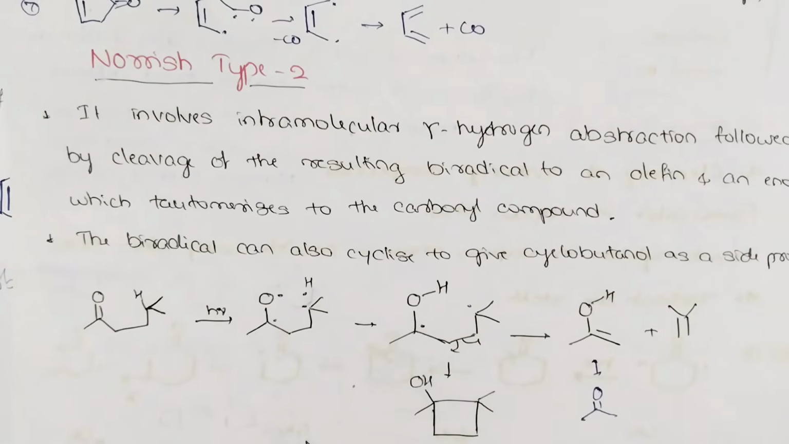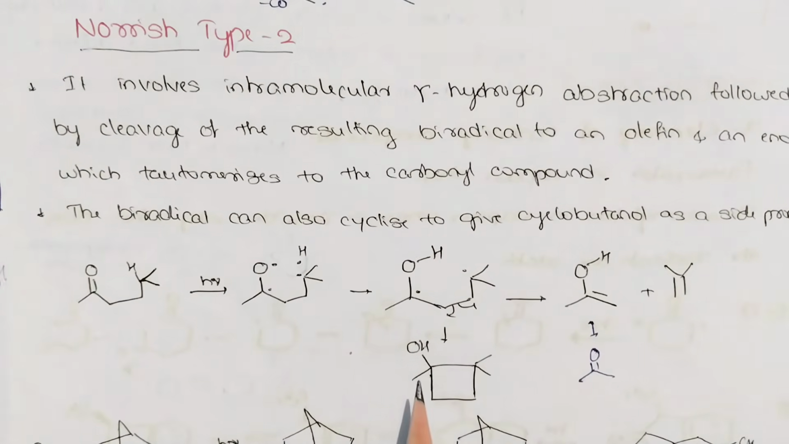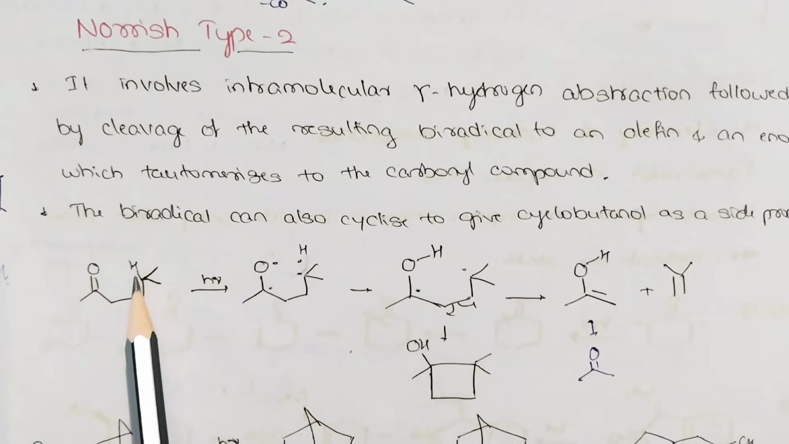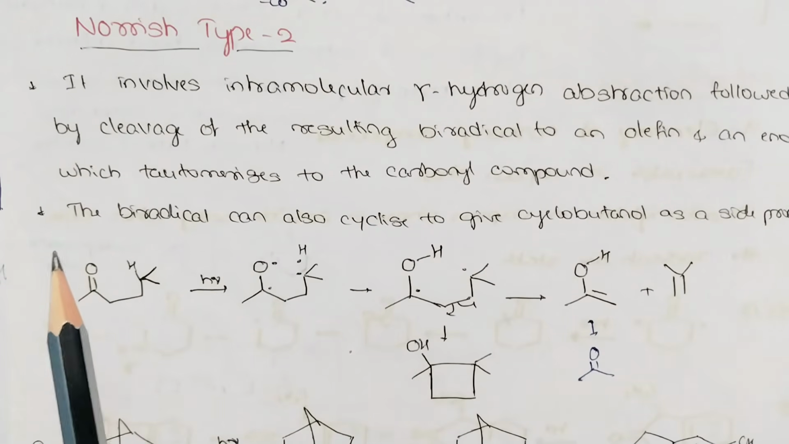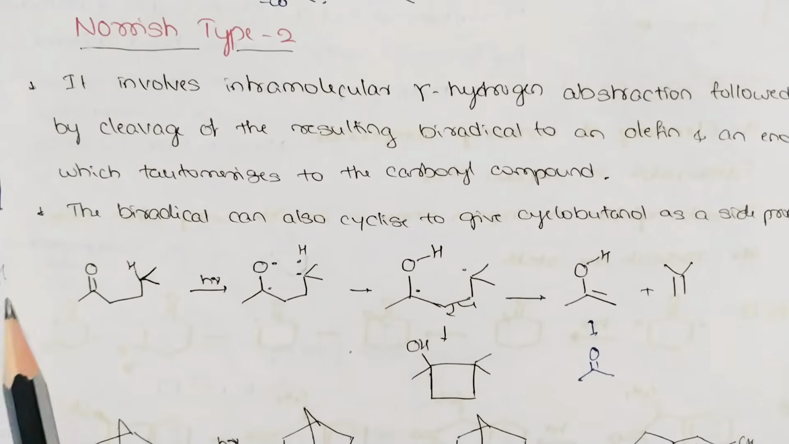Next important reaction is the Norrish type 2 reaction. It is a photochemical reaction. It involves intramolecular gamma hydrogen abstraction followed by the cleavage of the resulting biradical to an olefin and an enol, which tautomerizes to the carbonyl compound. This is just like the McLafferty rearrangement. When the molecule has gamma hydrogen, for Norrish type 2 reactions, it is familiar in molecules having carbonyl groups.